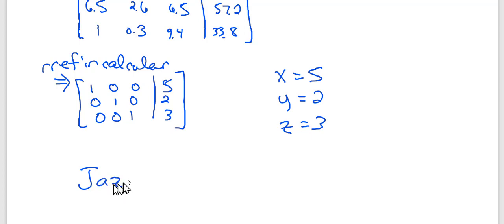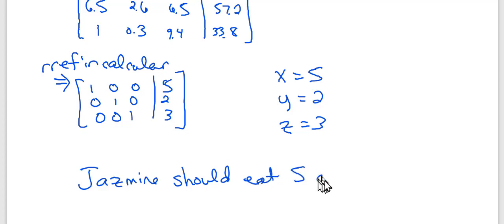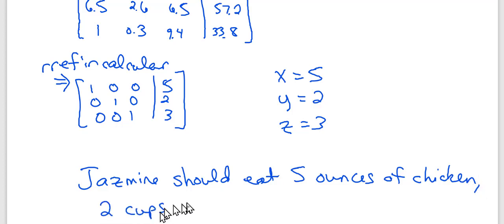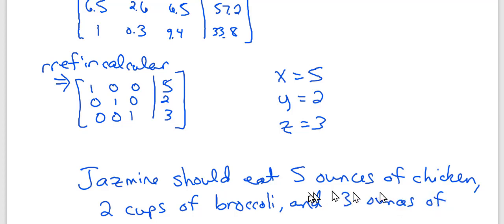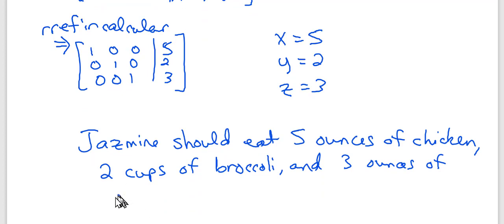Jasmine should eat 5 ounces of chicken. Remember, she wanted X to represent the number of ounces of chicken. 2 cups of broccoli and 3 ounces of cheddar cheese.